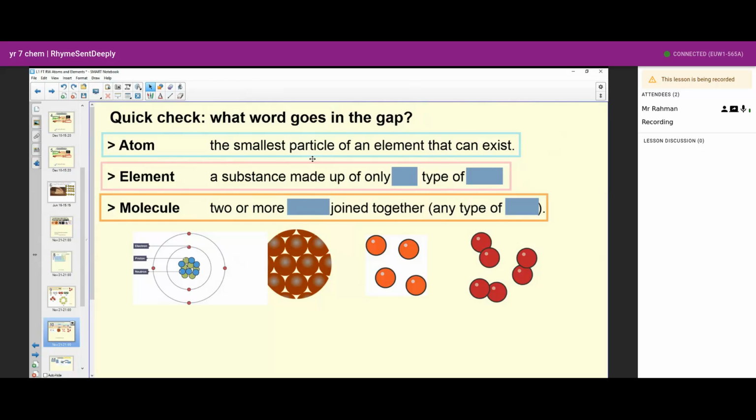Remember, you're not looking at your notes. Try to remember it. An element is a substance made up of only something type of atom. Is it 1? Is it 2? Is it 3? Well done if you said 1. So it's made up of only one type of atom. A molecule is two or more atoms joined together. It can be two or more of any type of atom, so they can be different atoms bonded together, or the same atoms, to make a molecule.